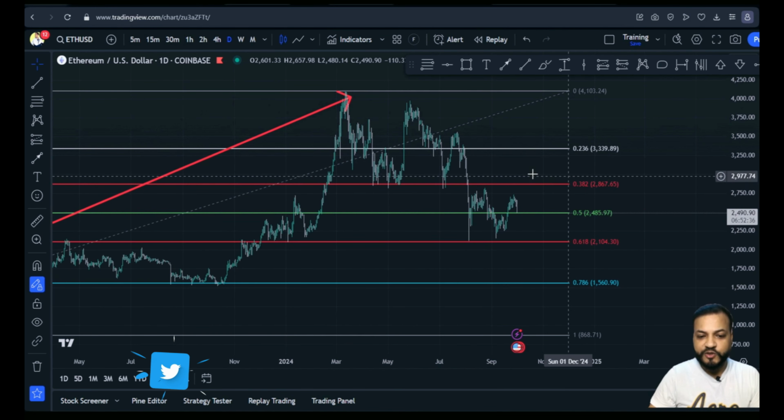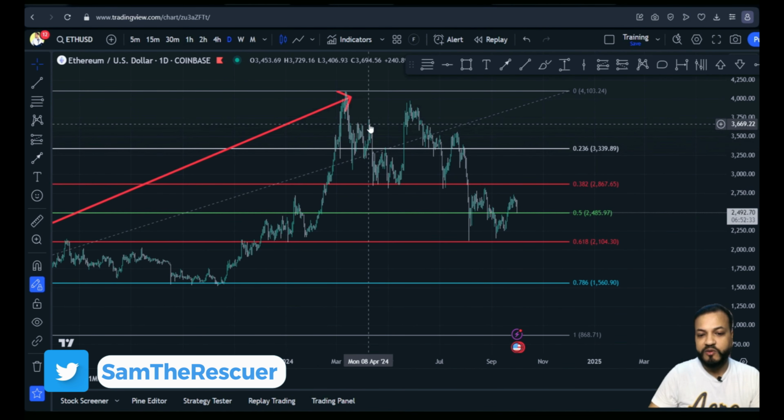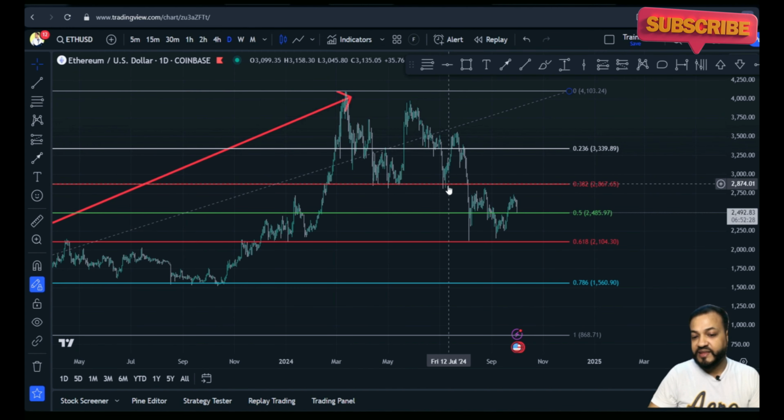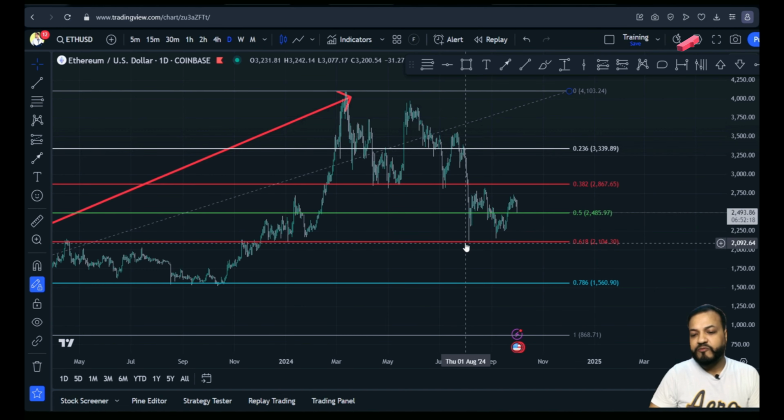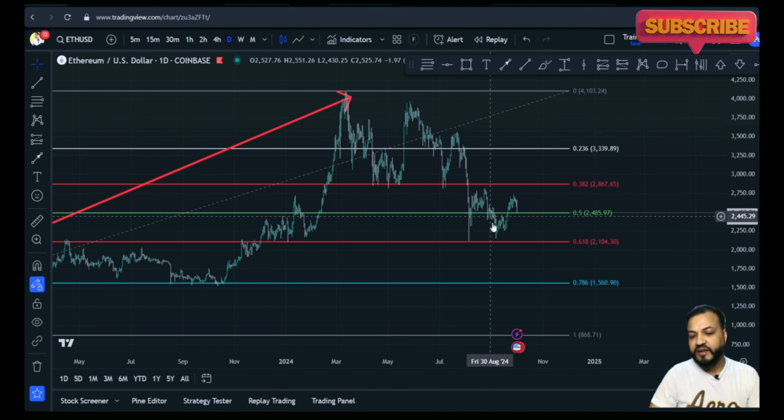First, it went to 23.6%, then it bounced, then it came to 38.2 and it stayed there for long. Then it bounced back again. It again came to 38.2%. Bounced back, took the resistance at 23.6, came to 50%, breaking the 50%. It came very close to 618, bounced back again, close to 618.